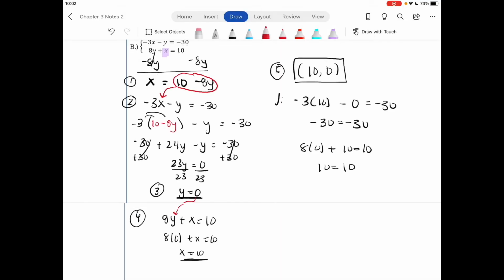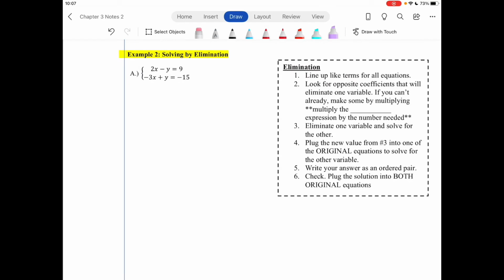After the substitution, you'll end up with y equals 0. It's okay to have a solution of 0. 0 is a number and can work in our equations. Then we can plug in 0 into either equation. I chose the second one. And we'll find that x is equal to 10. So our solution is 10, 0. Doing a check confirmed that that is the correct solution.